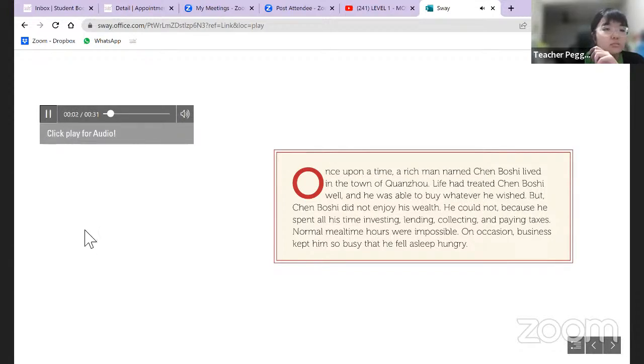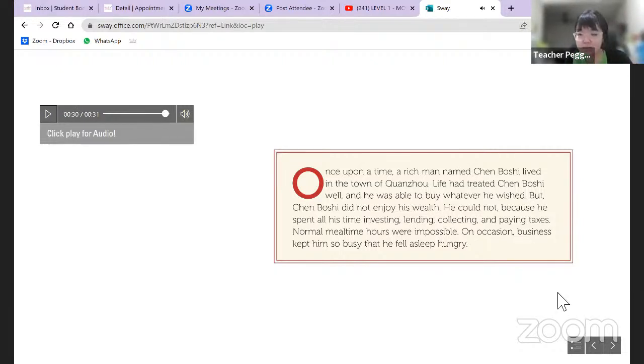Once upon a time, a rich man named Chen Boshi lived in the town of Quanzhou. Life had treated Chen Boshi well, and he was able to buy whatever he wished. But Chen Boshi did not enjoy his wealth. He could not, because he spent all his time investing, lending, collecting, and paying taxes. Normal mealtime hours were impossible. On occasion, business kept him so busy that he fell asleep hungry.